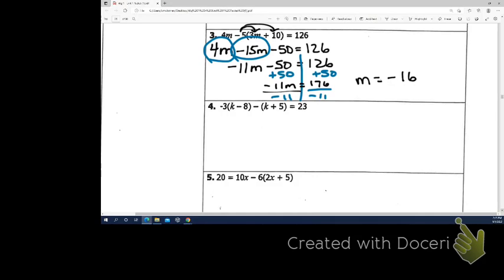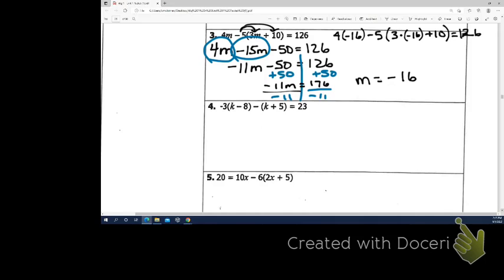And for any of these problems, we could replace the variable with the value we get as our solution, and it should be true. So I'm not asking you to do that, but I always want to point out that you could check your own work by doing that. So if I put negative 16 in for the m, 3 times negative 16, I guess I used a parenthesis anyway, and then plus 10, and this whole thing should equal 126, no negative there.